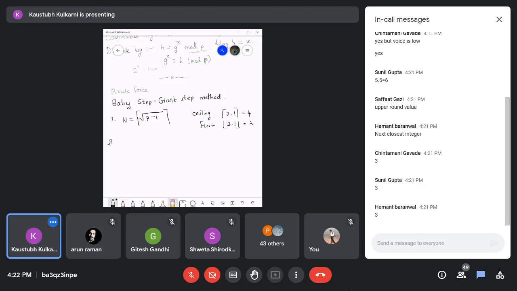Then you will make two lists. First is g raised to i mod p, where i goes from 0 to n minus 1. This is the first list. And the second list is h times g raised to minus n multiplied by j mod p, where again j goes from 0 to n minus 1.